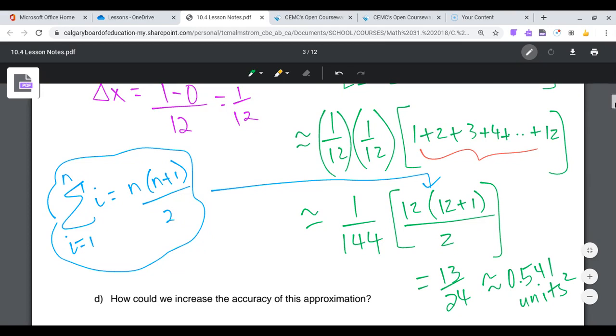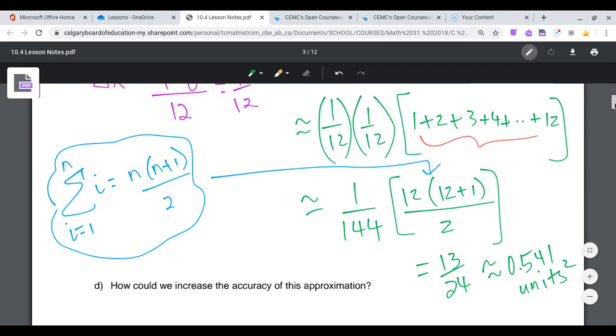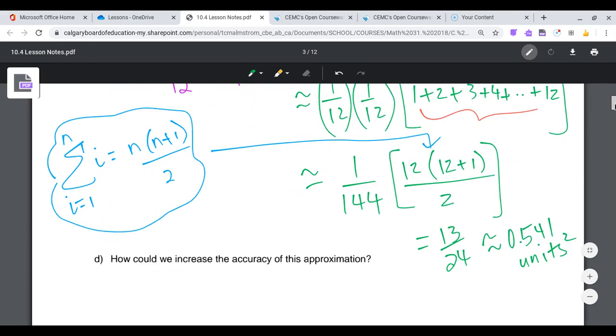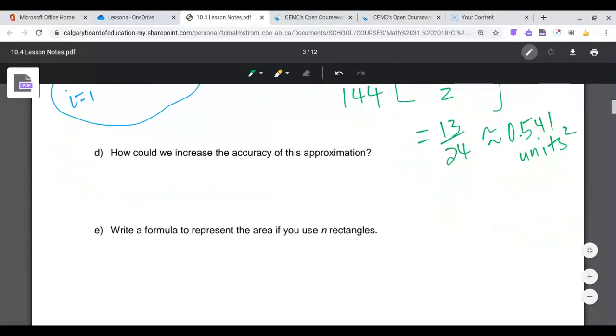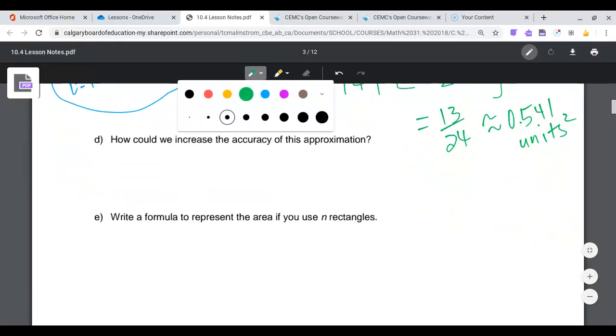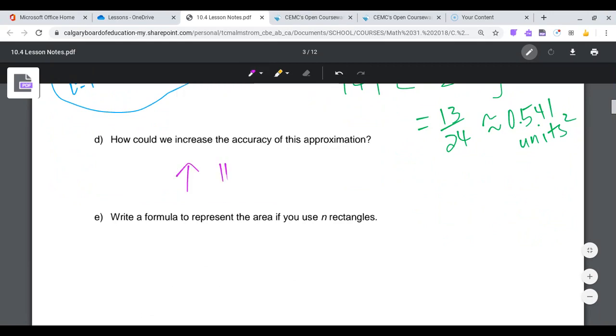So you see, as we increase our rectangles, as they showed us in the video very clearly, we are getting closer to the exact area of our triangle in the first piece of this example, being 1/2. And of course, how could we increase the accuracy of this approximation? Well, hopefully you would know: increase the number of rectangles. That's how we're going to get closer and closer. Could we come up with a formula to represent the area if we had n rectangles? Okay, so let's think about this.